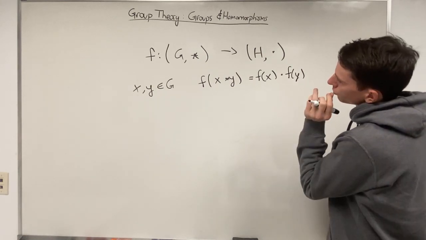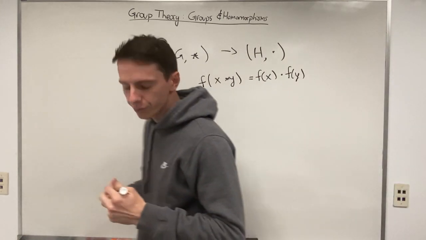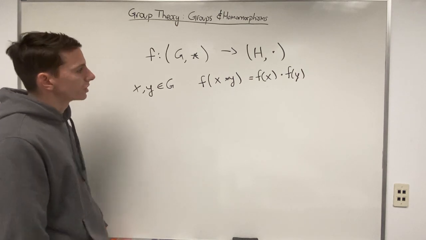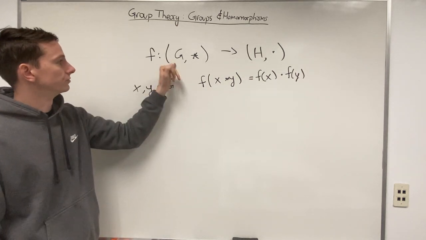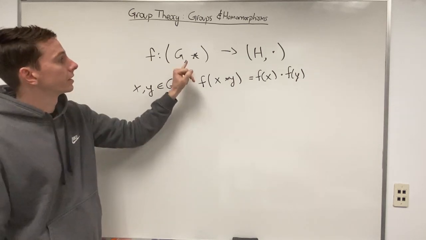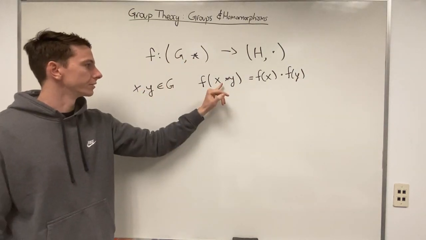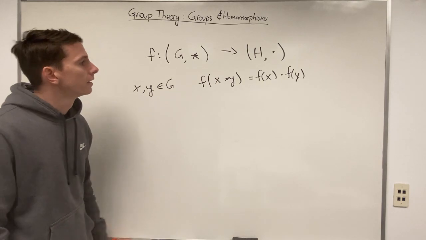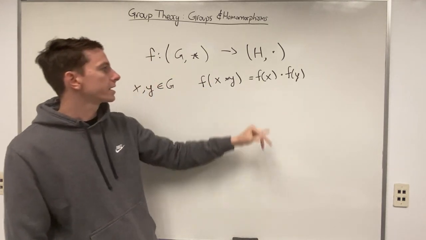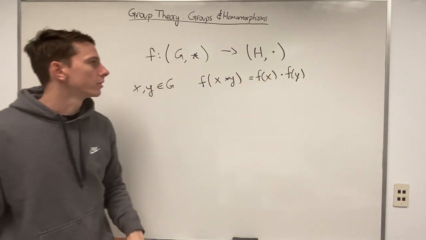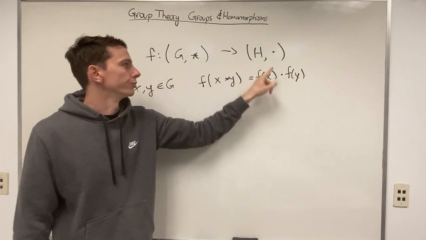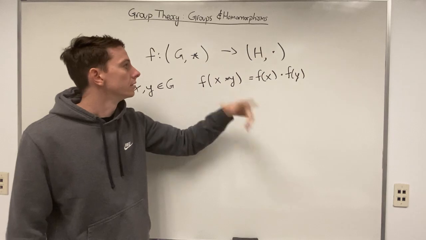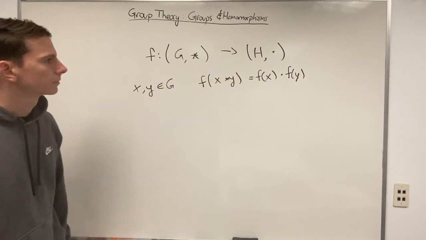In the beginning, we're really trying to be thorough with our notation here to describe that on the left-hand side, because x and y are elements of G, they get acted on by the binary operation from G, the star or the asterisk. Whereas on the right-hand side, f of x and f of y are elements of H. So these elements interact through the binary operation dot defined on H.